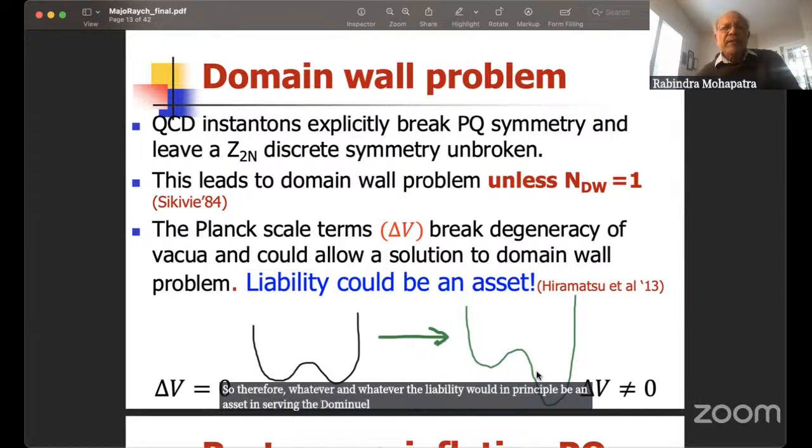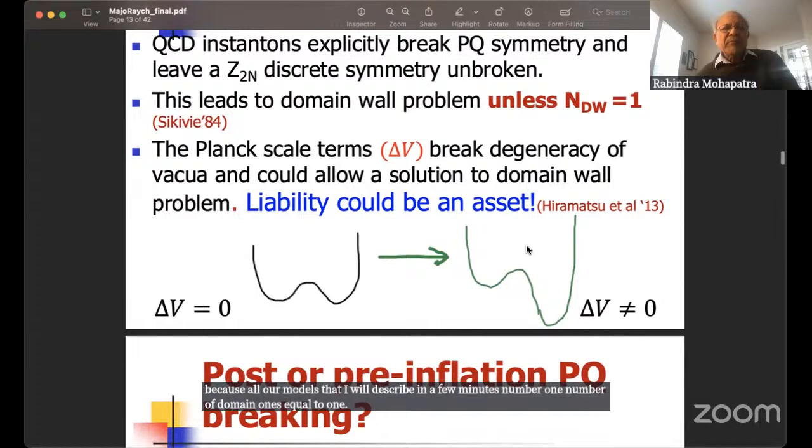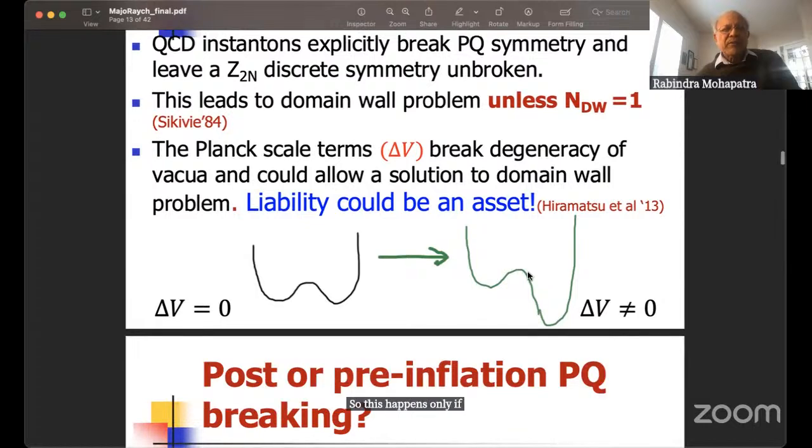But we will not get into this issue, because all our models that I will describe in a few minutes have number of domain walls equal to 1. So this happens only if you have more than one domain wall. Okay.